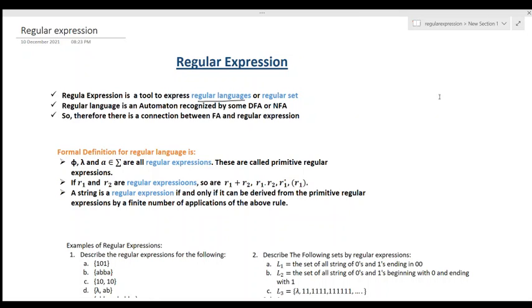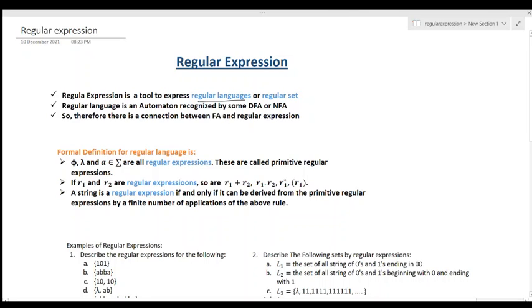In this lecture, we're going to learn about regular expressions. What is a regular expression? What are the basic identities and a few examples? It starts with the idea that the regular expression is used as a tool to express regular languages or regular sets.